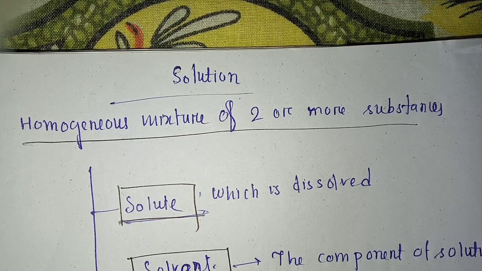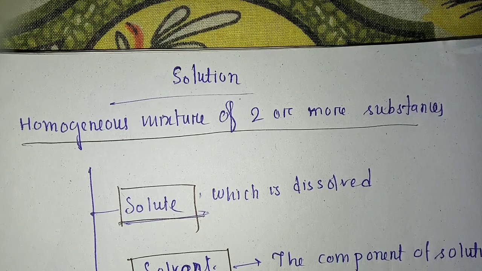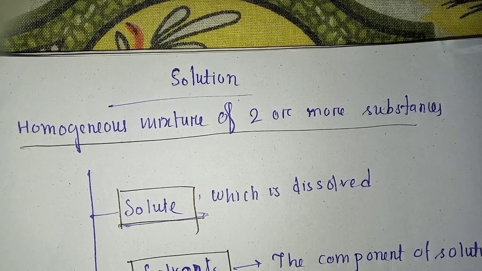So in this video we'll discuss the chapter of chemistry of class 9, and the name of the chapter is Is Matter Around Us Pure? In this chapter we will discuss the portion on solutions. The remaining portion I will cover in my next videos. Our topic is solution. First we will learn what a solution is.